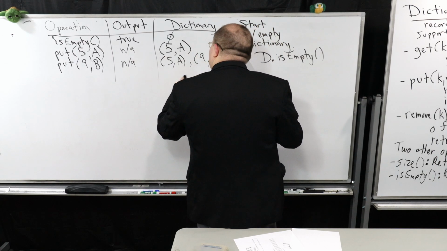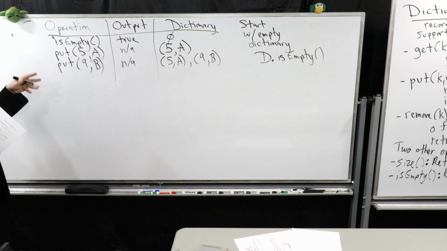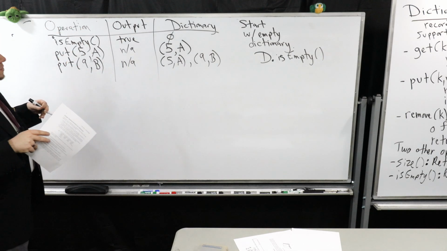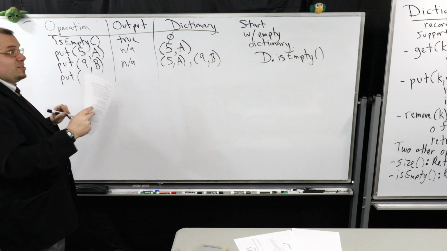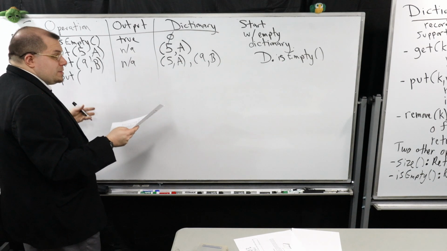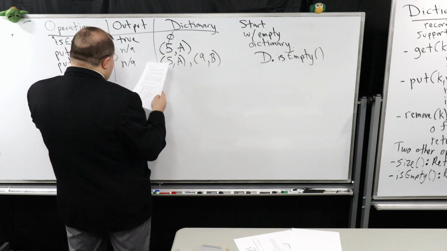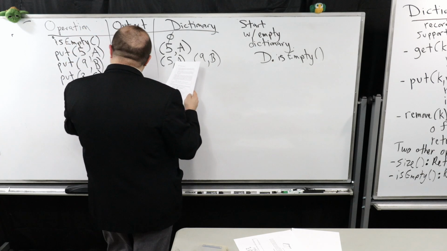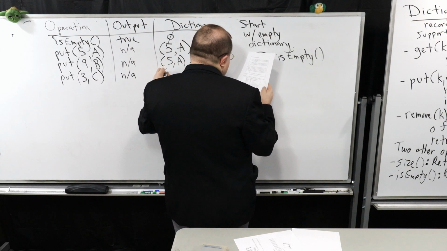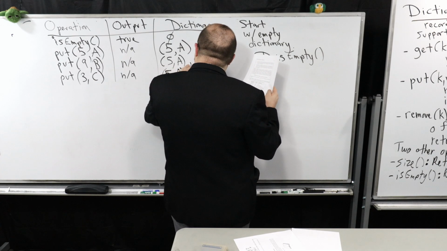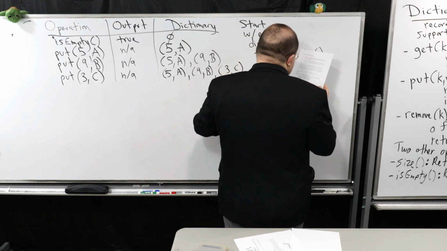Now I must stress that the order I'm writing this in doesn't matter. As far as we're concerned, these are just part of my set of records. Now, if you implement it a very specific way, the ordering of these might be different. But we don't care about that at this stage. We're just talking about the ADT. So if I give you 3 and I try to put in C, notice that I'm not going to output anything because I'm just going to insert this right into the dictionary. So I have 5A, then I have 9B, and then I have 3C.